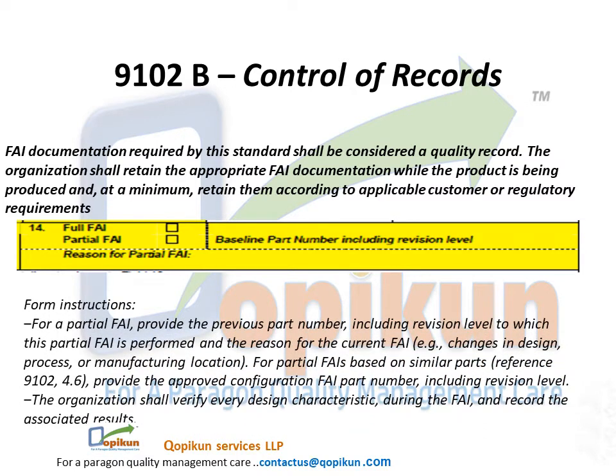Form instructions. Point 1: for a partial FAI, provide the previous part number, including revision level, to which this partial FAI is performed, and the reason for the current FAI, for example changes in design, process, or manufacturing location. For a partial FAI based on similar parts, reference 9102 4.6 and provide the approved configuration FAI part number, including revision level. Point 2: the organization shall verify every design characteristic during the FAI and record the associated results.